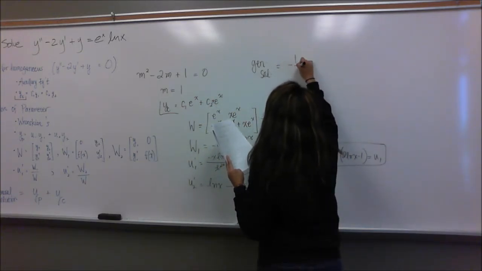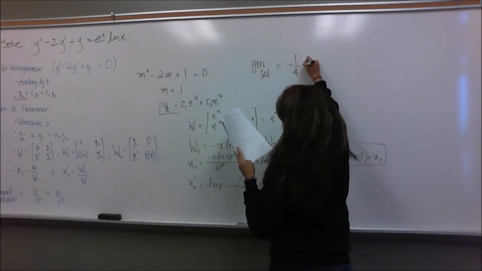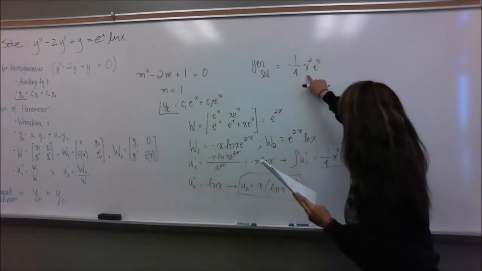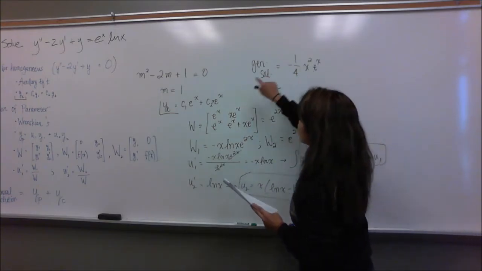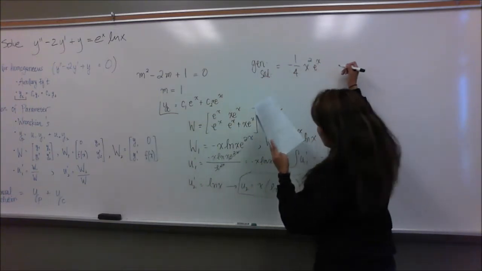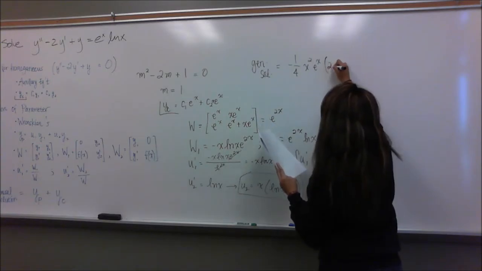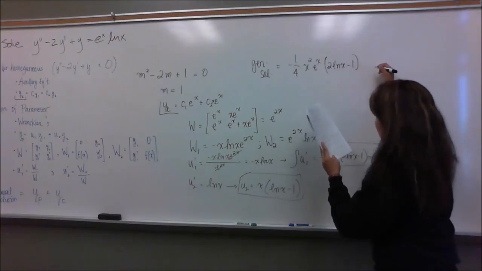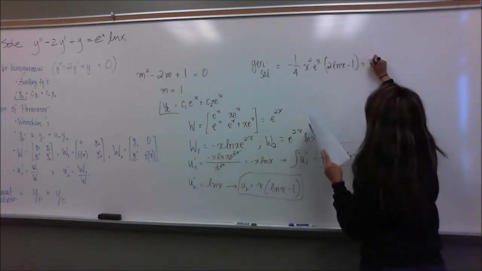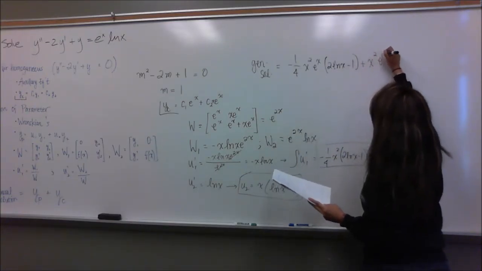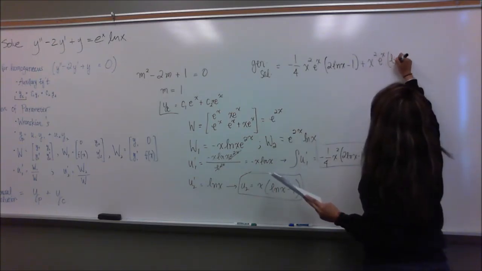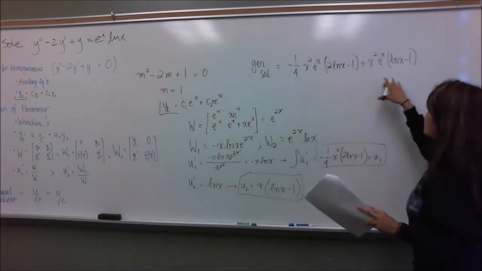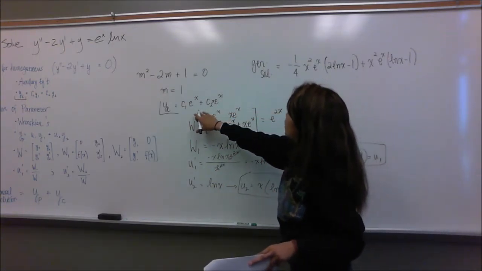equals negative 1/4 x squared e to the x. The x squared part's from here. E to the x is whatever I got for my y1. And whatever followed there, 2 ln x minus 1, plus x squared e to the x ln x minus 1.